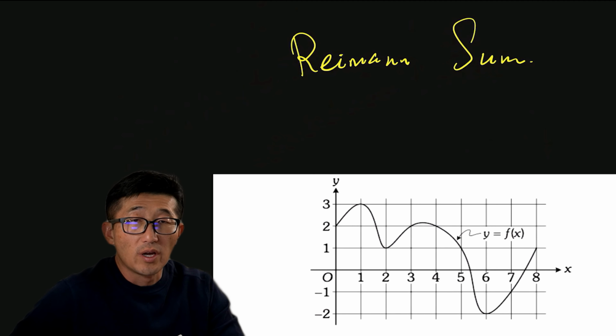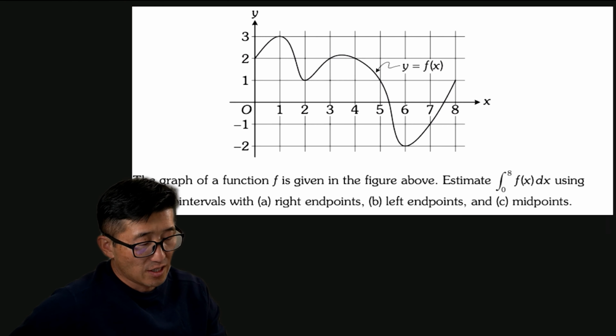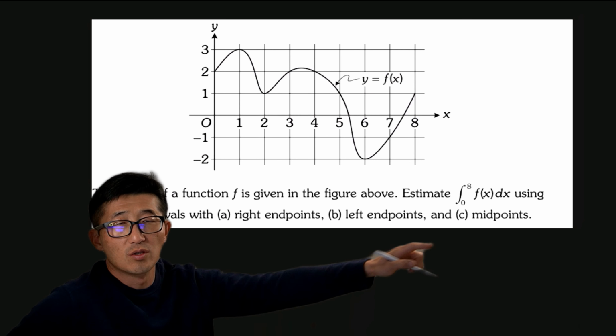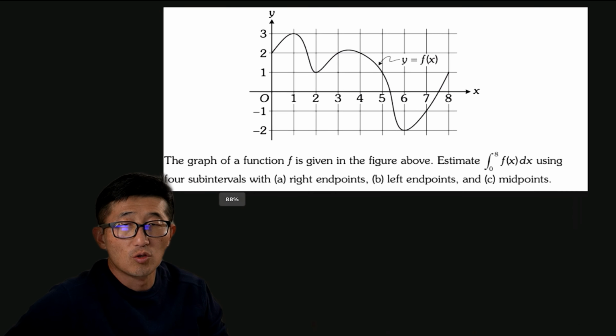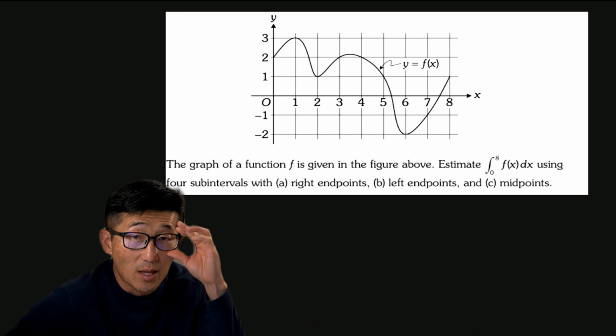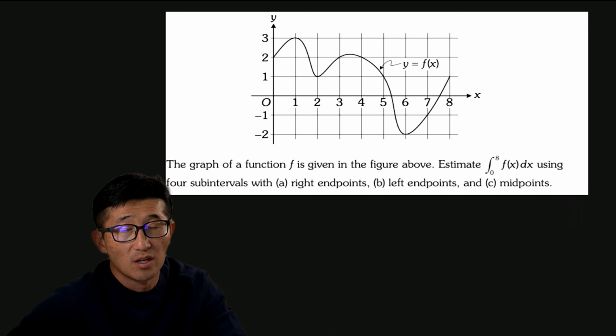All right, we're going to do a Riemann sum problem with this graph right over here. The question is asking, find an estimated area of this integral from 0 to 8, meaning from here all the way over here. But we're going to use a Riemann sum with 4 subintervals with right endpoints. Whenever they say right endpoints, left endpoints, and midpoints, they're talking about using rectangles as opposed to trapezoids.